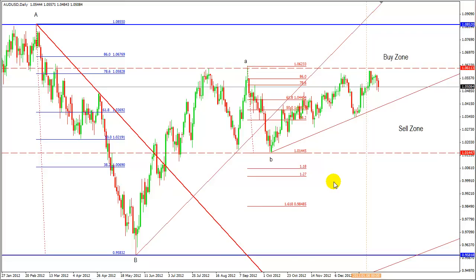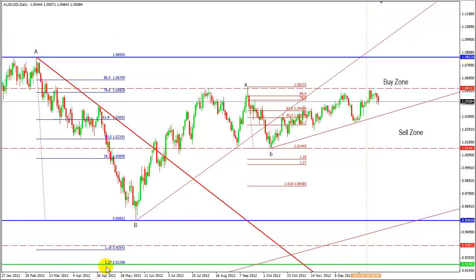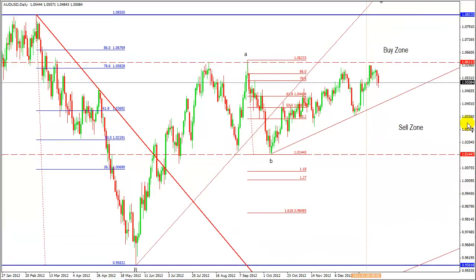Okay, AUD USD, A is at 1.0855, B is at 95.83, down AB swing. Overall, our long term is short. Retracement up to the 78.6, and therefore, yes, the extension is down here at the 1.27 at 92.39. So let's take a look at the here and now.